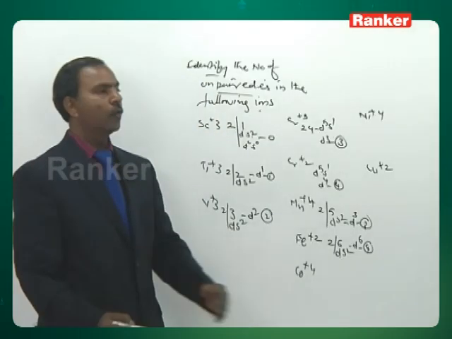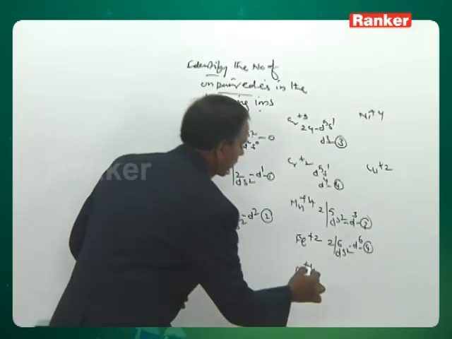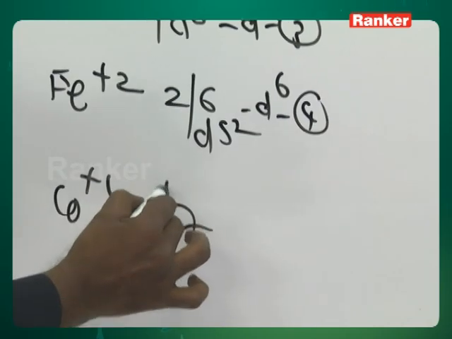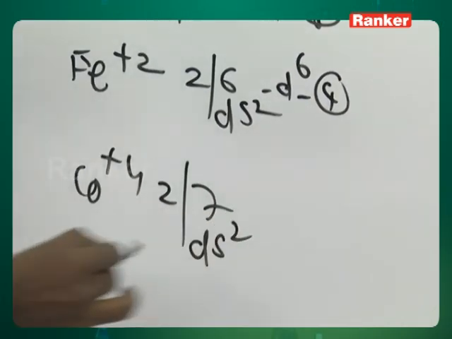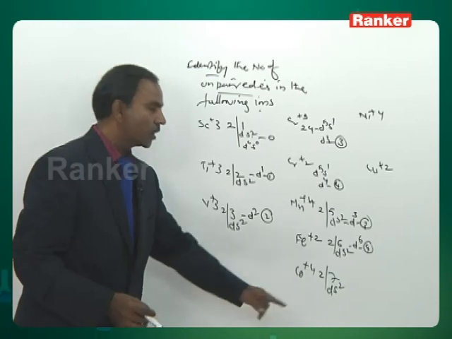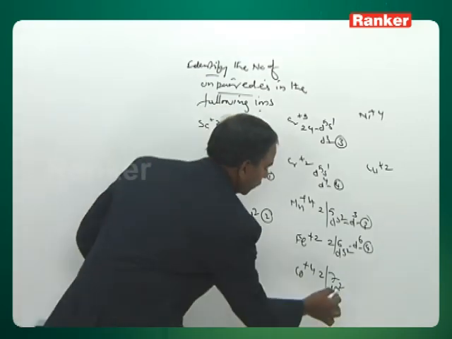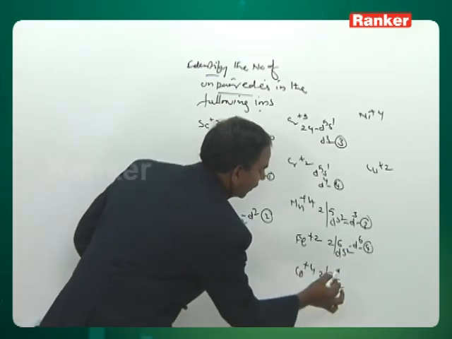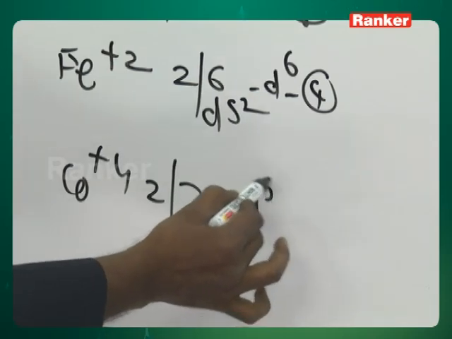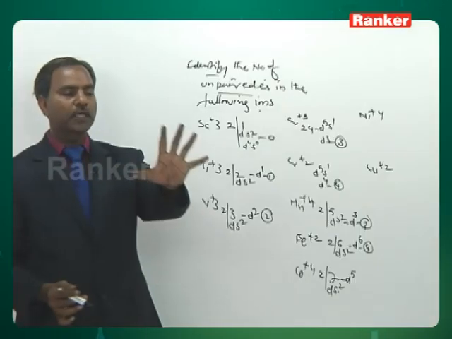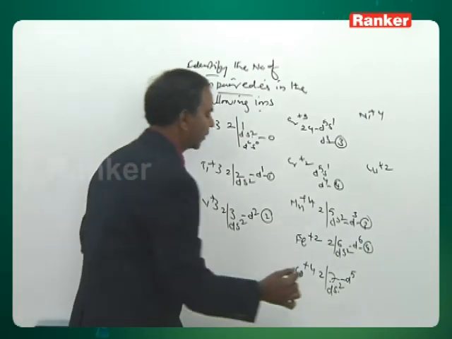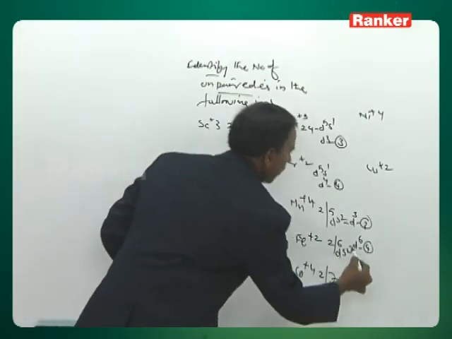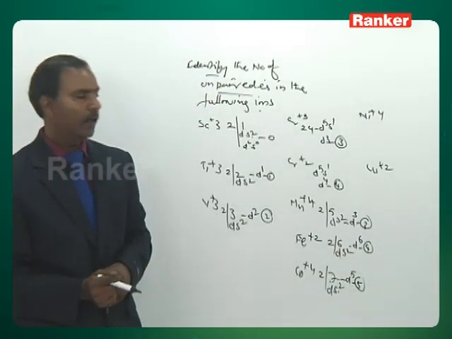Coming to cobalt plus 4. What is the atomic number of cobalt? 27. It will be D7S2. How many electrons lost? 4. What is remaining? 2 electrons from S, 2 electrons from D. Therefore, D5 is remaining. D5 means 5 unpaired electrons.